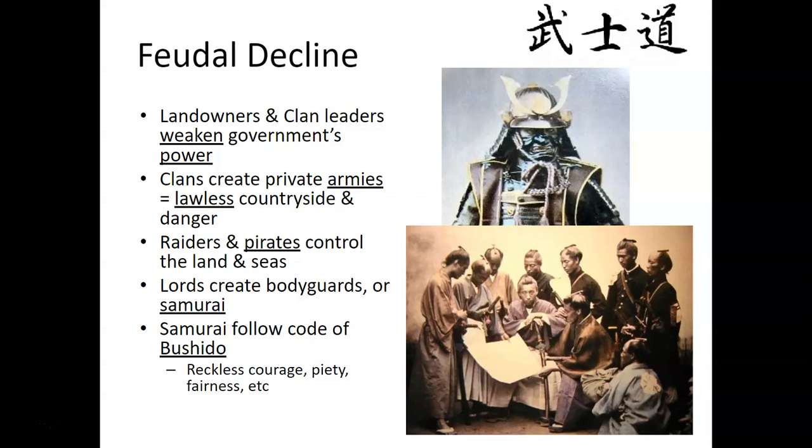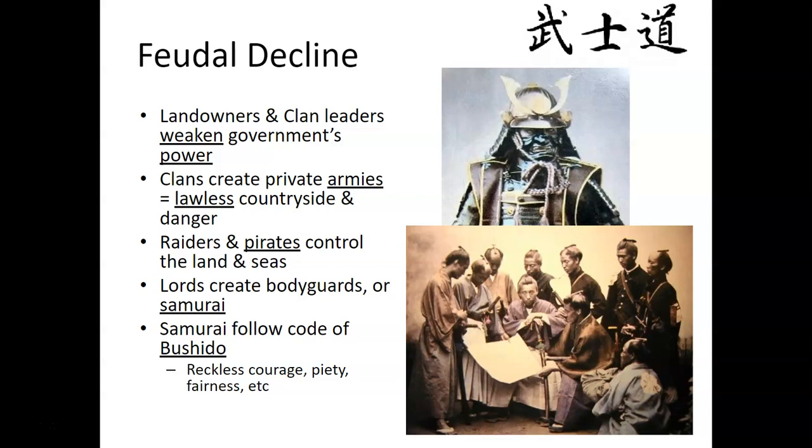It does the same thing in Japan. Landowners and clan leaders that have more power than others, as well as control over areas, maybe a whole island or a significant portion of an island, weaken the entirety of the Japanese government's power, or the emperor's power. I can't say Japanese government because they're not a nation in this instance, but you guys get what I'm talking about. So they actually weaken the power of the government or the emperor by really maintaining de facto control or de facto sovereignty over their area.